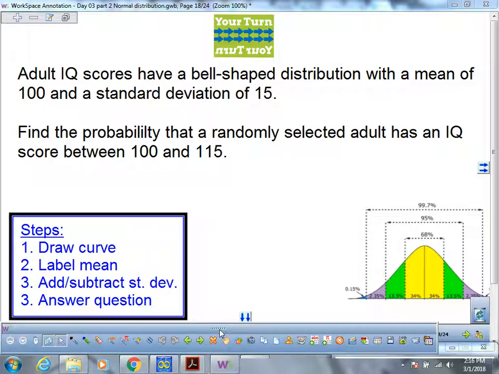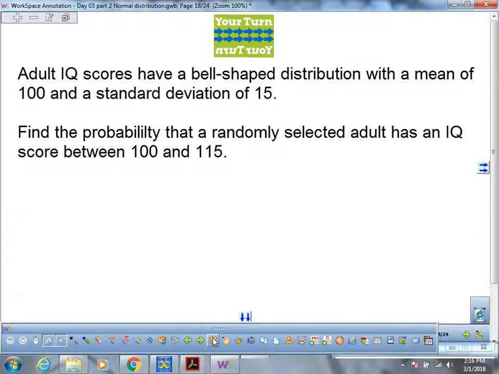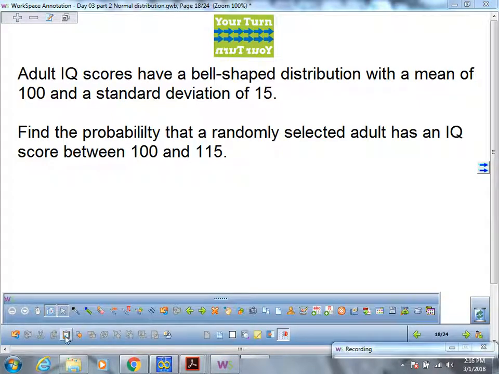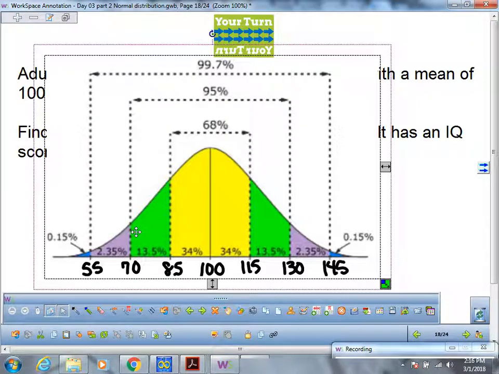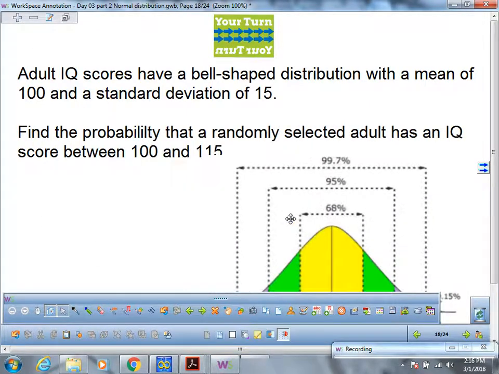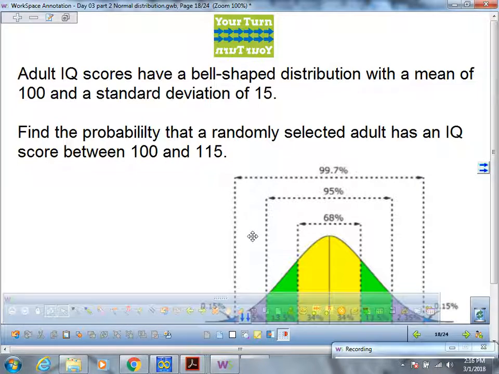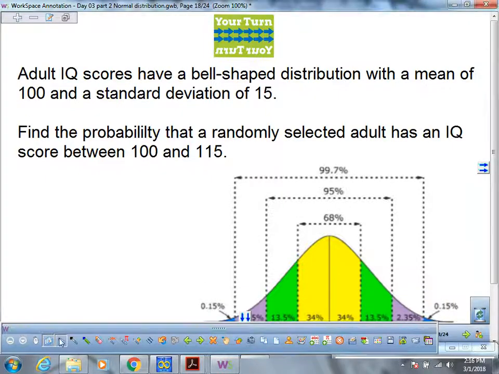All right, here's my next one. Same thing. Get rid of these. Paste my picture that I already did. Go a little bit smaller. All right, here's my question. Find the probability that a randomly selected adult has an IQ score between 100 and 115.